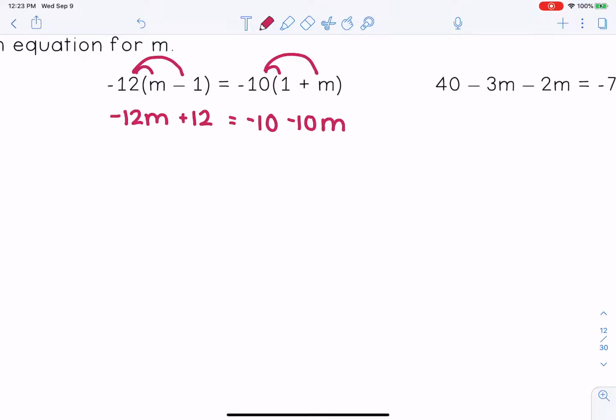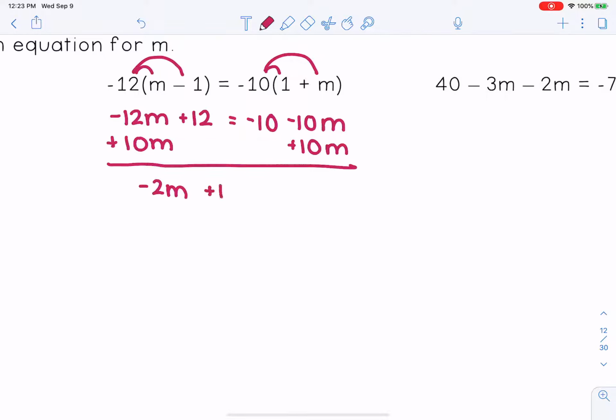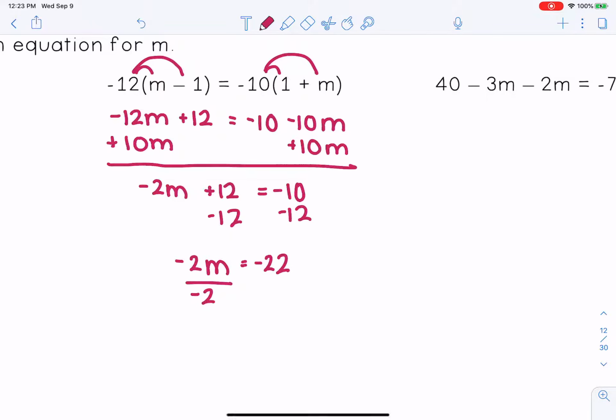Now let's move this term on the right to the other side. So plus 10m, plus 10m. We end up with negative 2m plus 12 equals negative 10. Now subtract 12 from both sides. We're just solving as usual. Negative 2m equals negative 22. Divide both sides by negative 2. m equals 11.